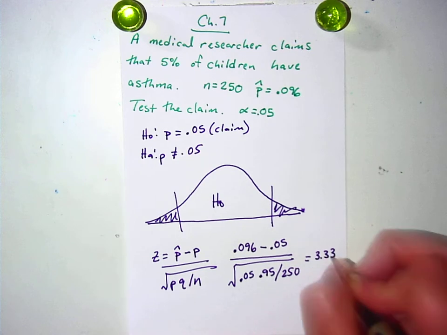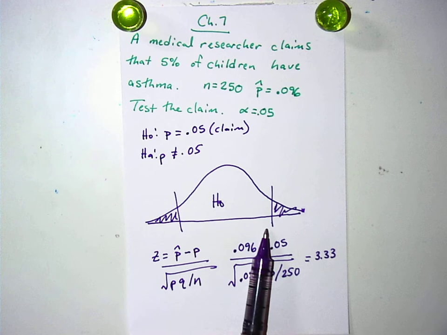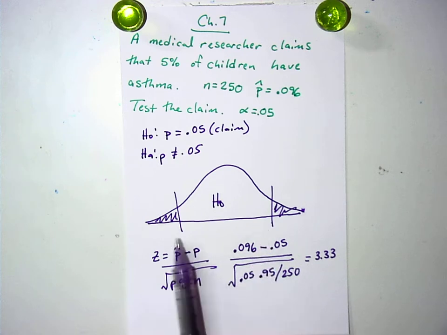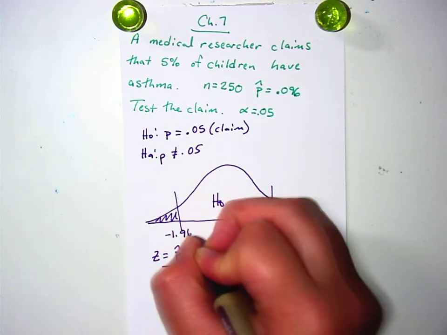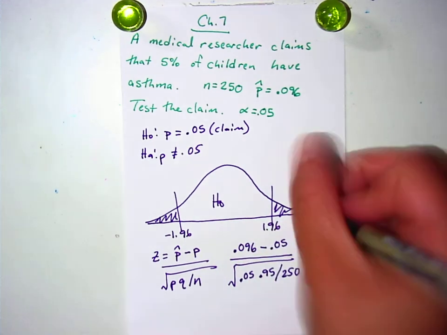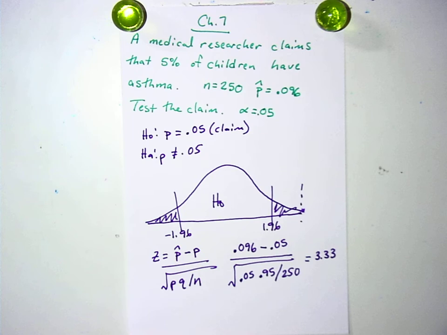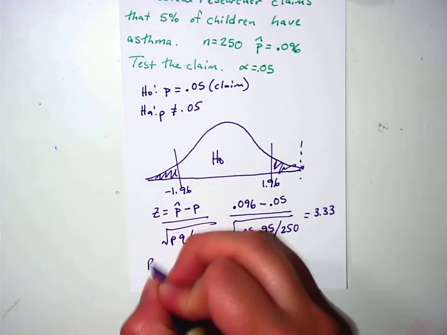That z-score is 3.33. Okay, so we need to also figure out the rejection regions here. If you look up on page A16, you're going to find that the rejection regions, remember in that bottom corner they have rejection regions, are negative 1.96 and positive 1.96. And then 3.33 hits way out here. So that means that I am going to reject the null.